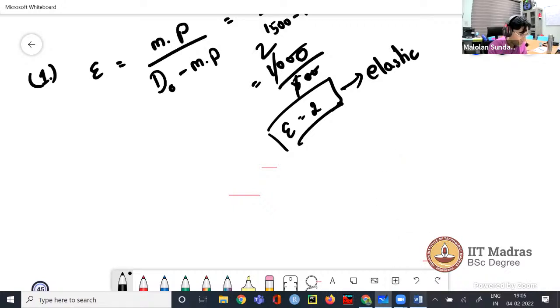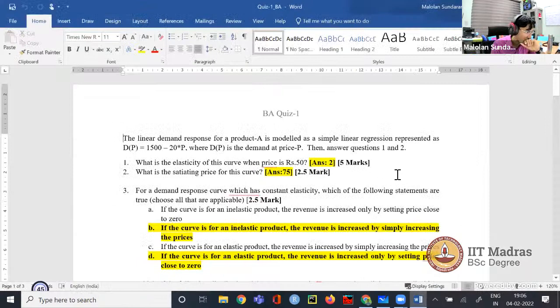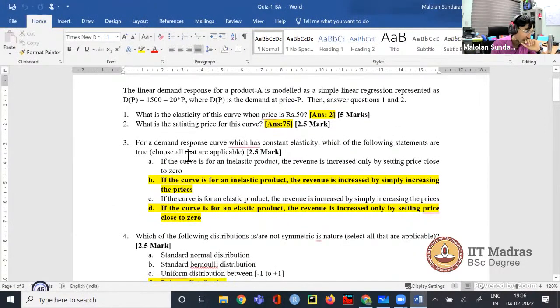Okay, so that is with respect to 1 and 2. Any queries on these 2 questions, the practice problem? If you have any queries, please raise your hand and we'll get to know that.